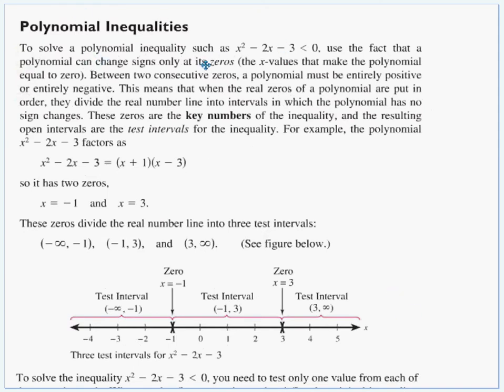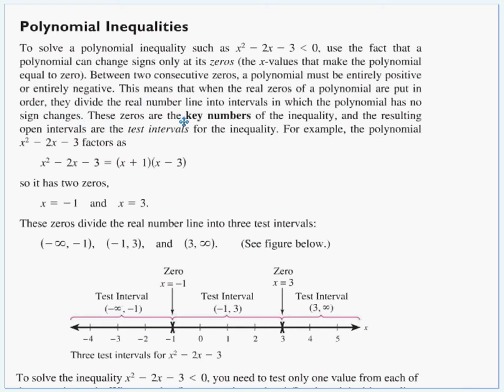To solve a polynomial inequality such as x squared minus 2x minus 3 is less than 0, we use the fact that a polynomial can only change sign from positive to negative or vice versa at its zeros, the x values that make the polynomial equal to 0. Between any two consecutive zeros, a polynomial must be entirely positive or entirely negative. That would be until they get to the next x-intercept. This means that when the real zeros of a polynomial are put in order, they divide the real number line into intervals in which the polynomial has no sign changes.